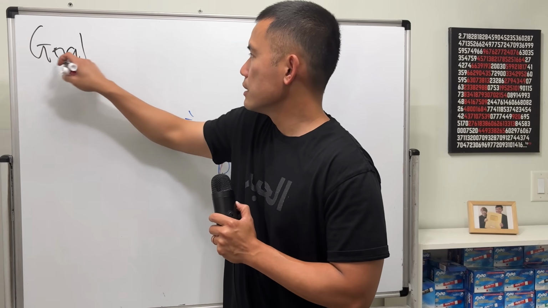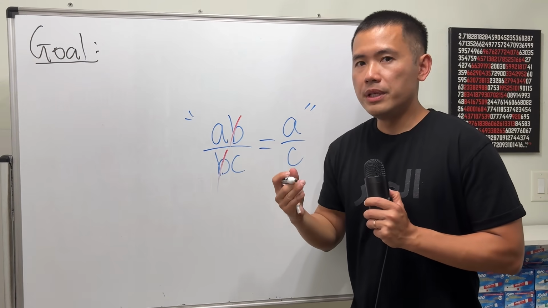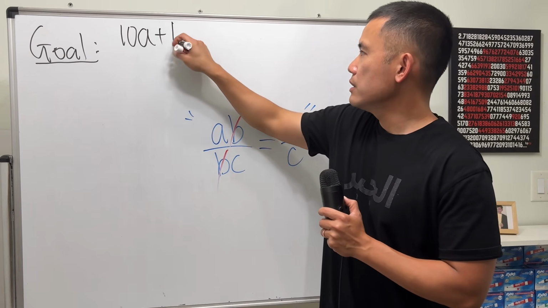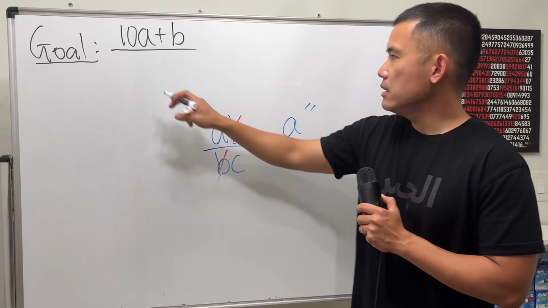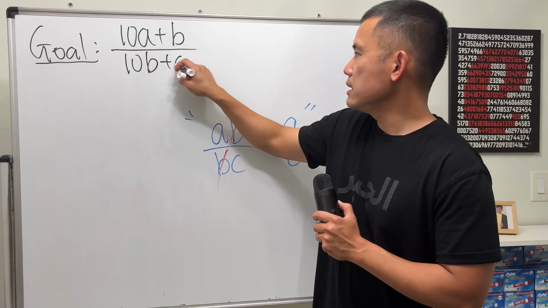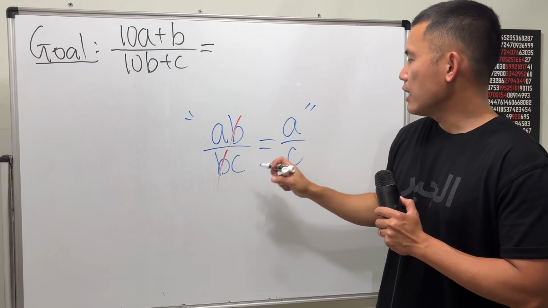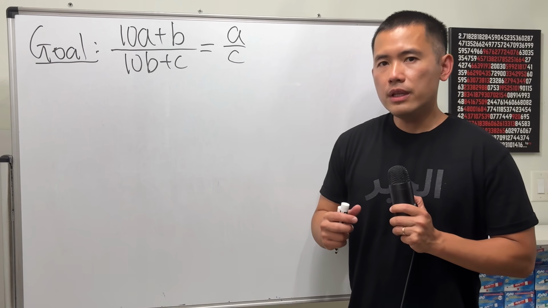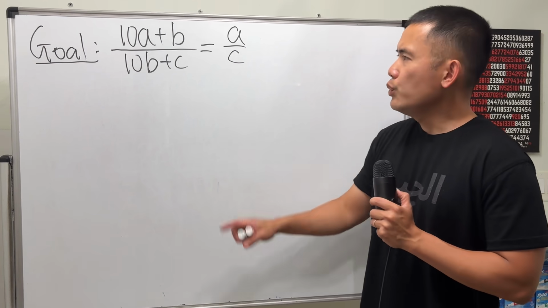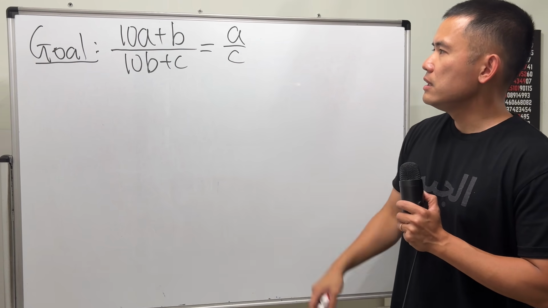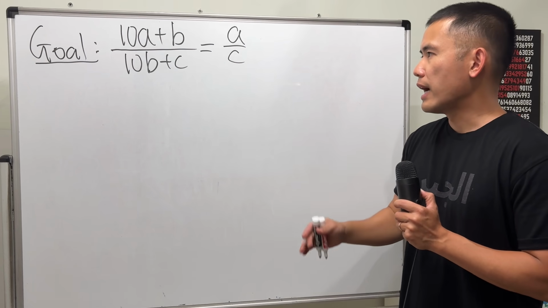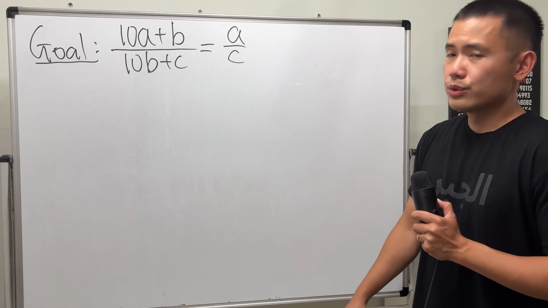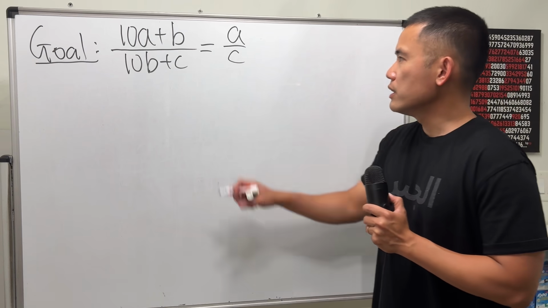The goal is A, we want it to be in the 10th place, so that's 10A, and then B is the unit digit, so it's B, and then BC is really 10B plus C. We want this to end up A over C. And of course, if we want to end up with nice looking examples, we will have to make sure that A, B, and C are digits from 1 to 9. We don't want zeros and no fractions. And yeah, we will just go from there. So this is how we can approach it.